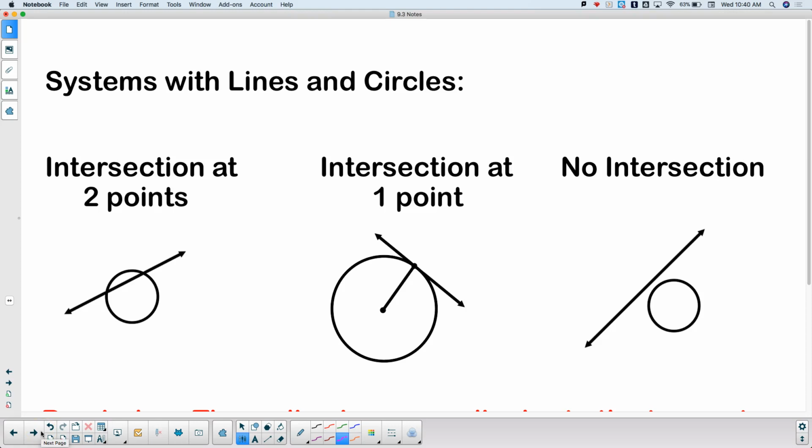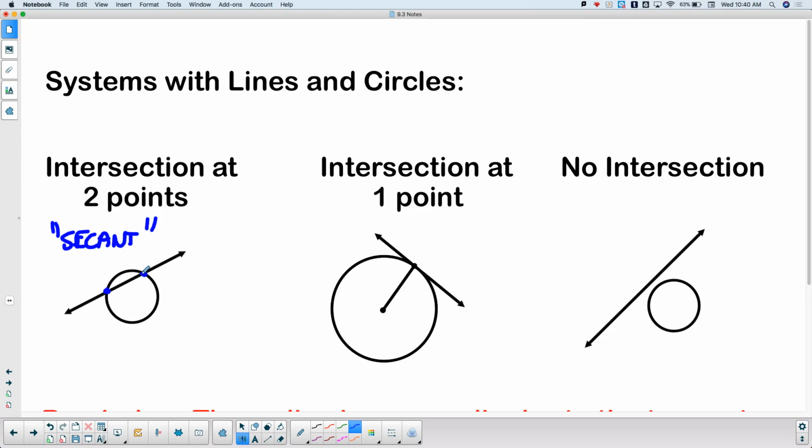Okay. So a line can intersect a circle at 2 points. A line can intersect a circle at 1 point, or not at all. Now, with this first one, this is called a secant line. And we'll deal with that later on in this chapter, where we'll actually find those 2 points of intersection.